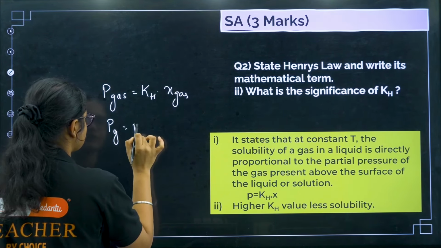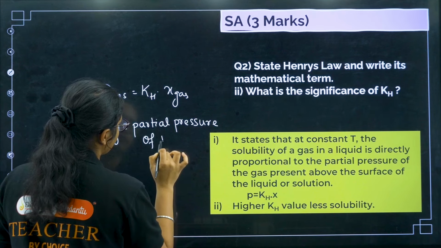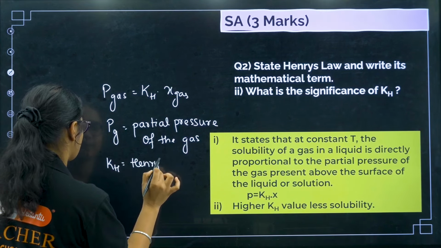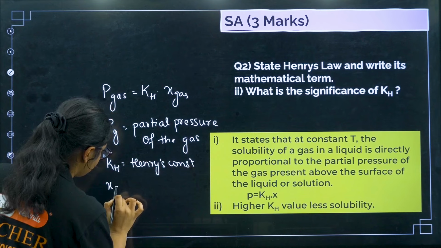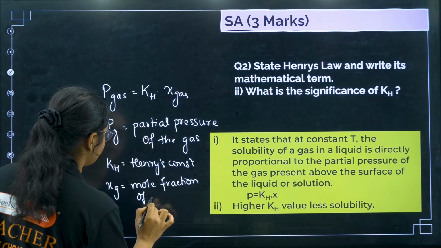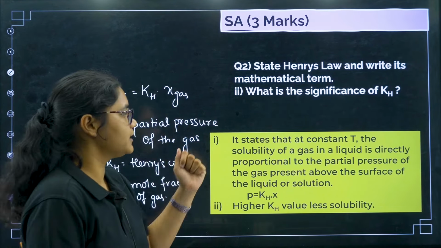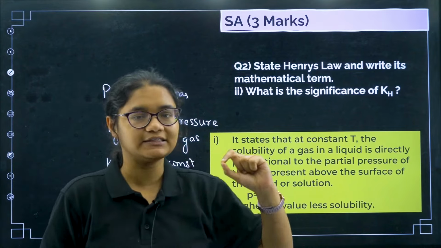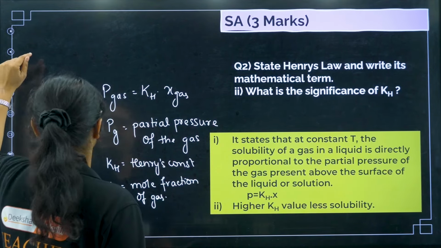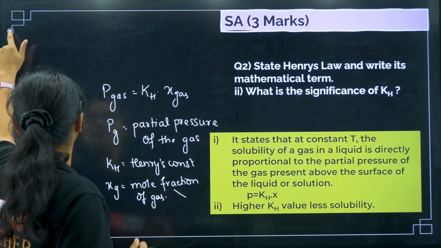What is P of the gas here? Partial pressure of the gas. Next, KH is Henry's constant. Then X of the gas is the mole fraction of the gas. Next the question is, what is the significance of KH? Whenever KH is more, solubility will be less, and if KH is less, solubility will be more. So the higher the KH value, the lower the solubility. That is your 3 marker question here. The statement carries 1 mark, the expression and the definition of the terms carries 1 mark, and the last one carries 1 mark. Let's move to the next question.